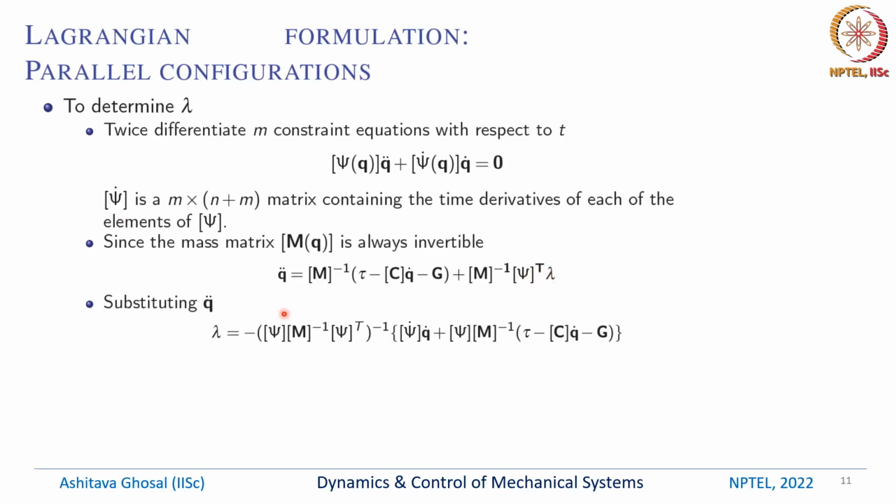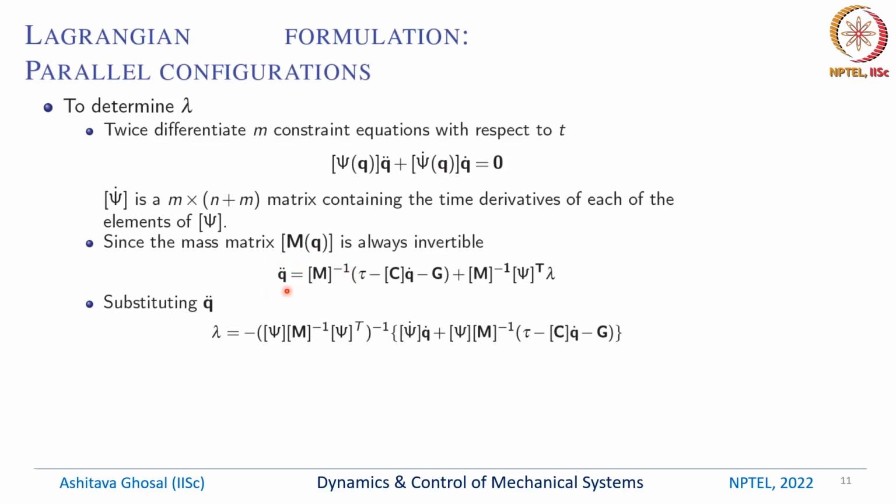Where is this coming from? This is coming from the equations of motion. The equations of motion were m q double dot is equal to tau minus c q dot minus g plus psi transpose lambda. So we pre-multiplied both sides by m inverse, and m inverse always exists because the mass matrix is positive definite, symmetric, and always invertible.